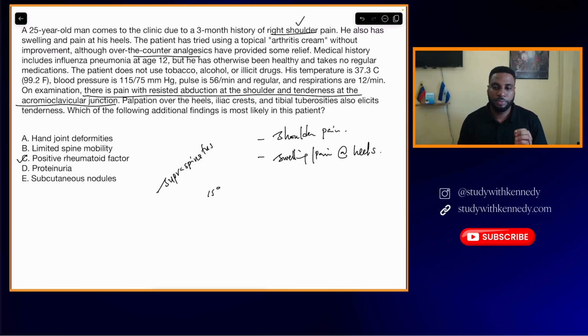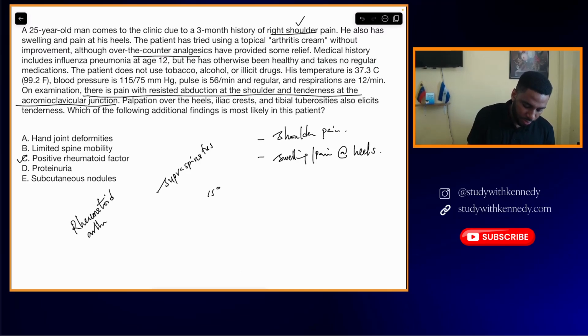She picked positive rheumatoid factor, meaning that she was thinking that this patient had rheumatoid arthritis. What did you diagnose this patient with? Let me know in the comments as well. So my student thought that this patient had rheumatoid arthritis, and as a result, she picked positive rheumatoid factor.